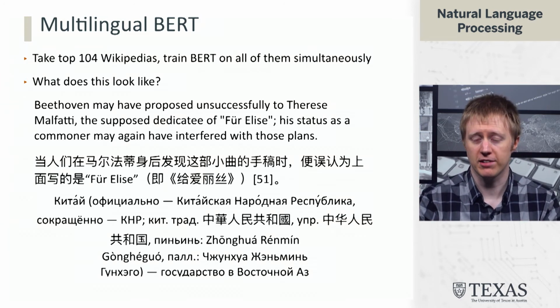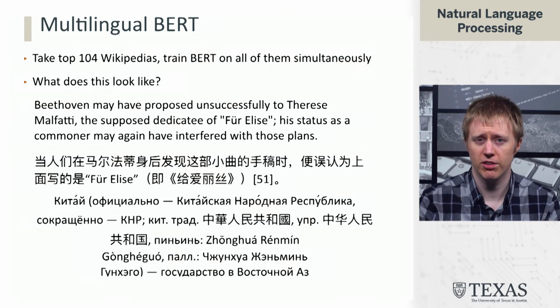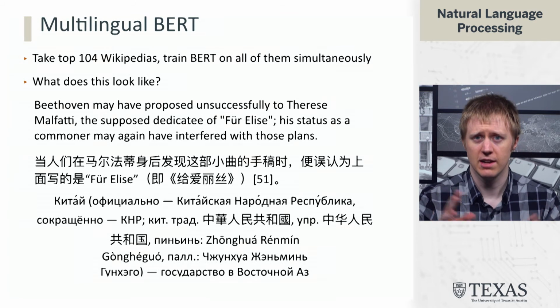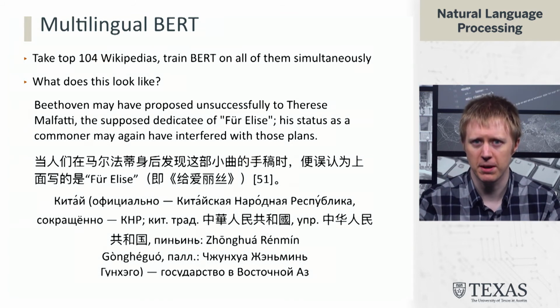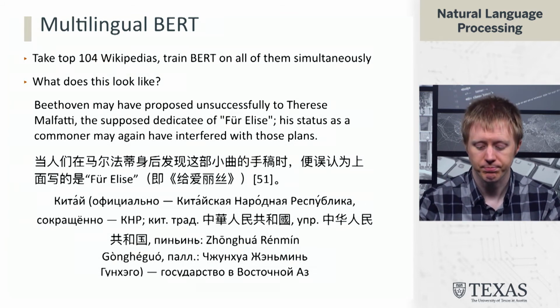Now remember, with masked language modeling, you might mask out some of these Chinese characters in this article at the bottom from Russian Wikipedia, and then you still need to be able to predict them from the context, right? And so the model is going to be encouraged to cast all these things into the same embedding space as much as it can.